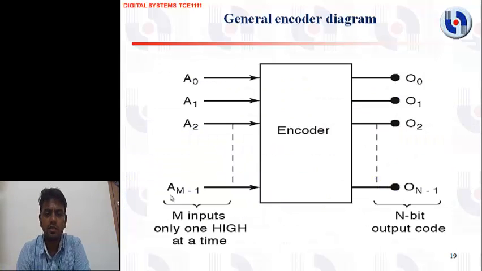This is the basic encoder diagram. You can see these are the m inputs we are giving to the encoder, in which only one is high at a time, and these are the n-bit output code lines. Wherever we are getting high, that code will be generated on all the output lines.